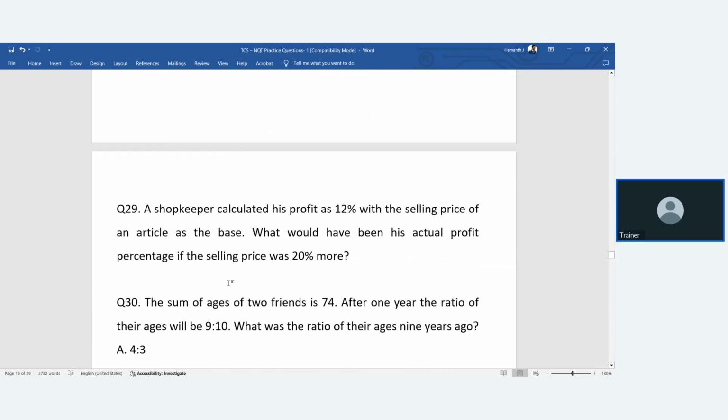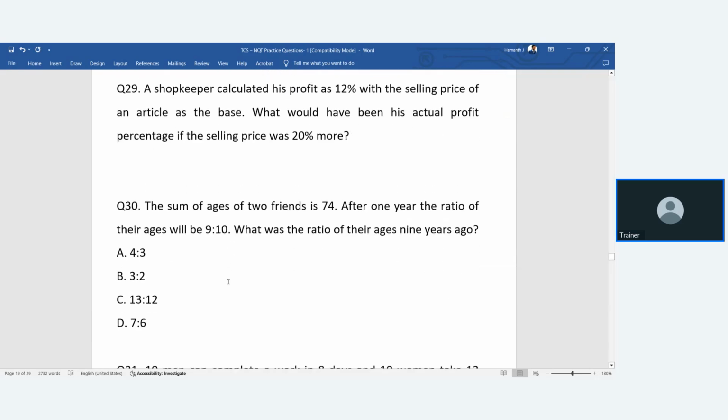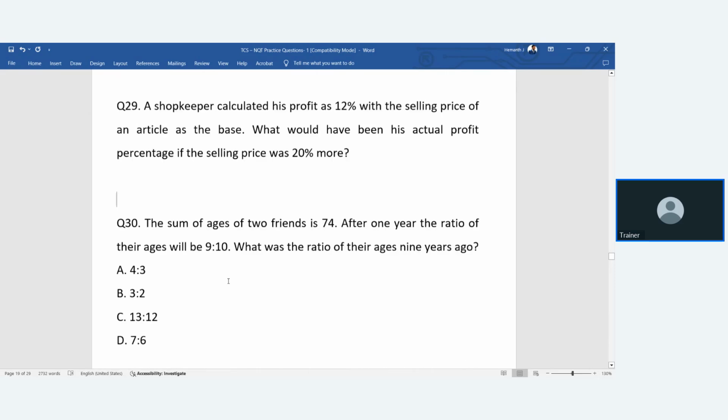Next one, a profit and loss related question, followed by ages. Both you give a trial now. Both 29 and 30, both questions you solve. Have a look into both questions. Numerical ability or quant questions discussion is going on.